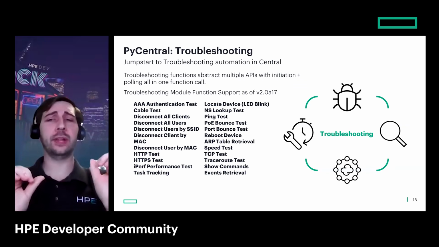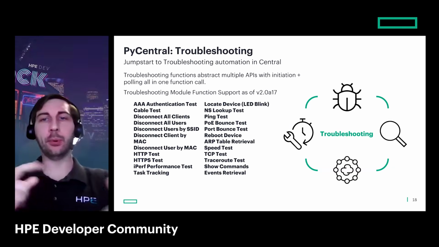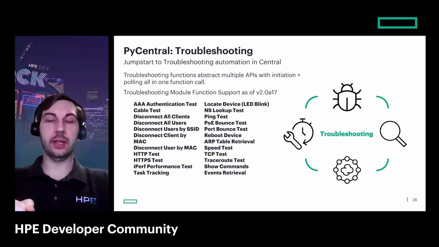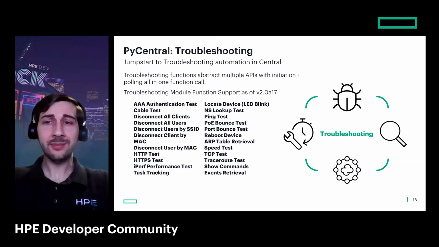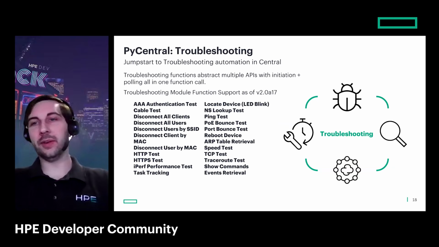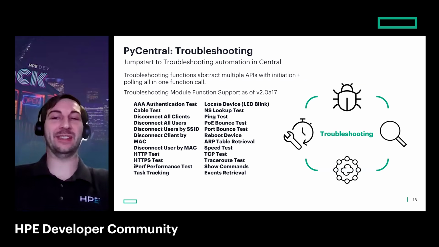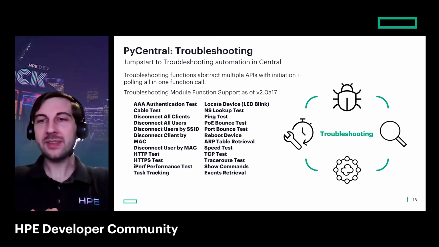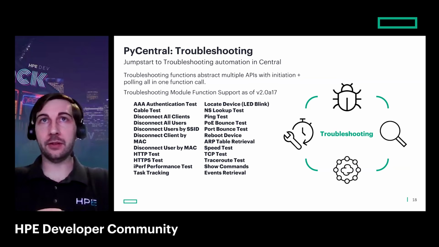And this is mostly because troubleshooting APIs operate as async for the most part, on an initiate and pull status. So you'll need to run an API to initiate the command, for example, and then you need to run another endpoint to track and pull that until it's complete. That sounds like a little bit of extra hoops to jump through, but nothing to fear. PyCentral, of course, does all that asynchronous behavior for you, and it also allows them to invoke and pull on their own. So on the screen here, you're going to see a list of module function support as of our current release.